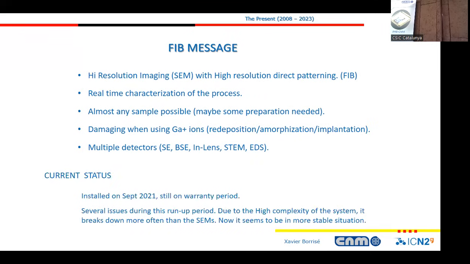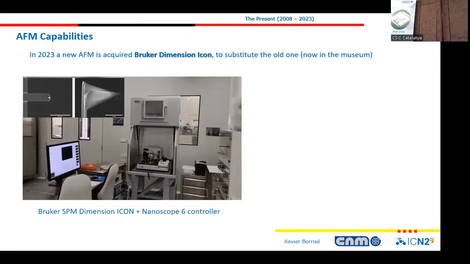The current status is that it was installed in 2021, so it's still in the warranty period, five years of warranty. We had several issues in this run-up period. I think that due to the high complexity of the system, it breaks down more than the SEMs. But now, for the last month, we are in a more stable situation. So we are happy with that, okay? So that's the focus of IMB.